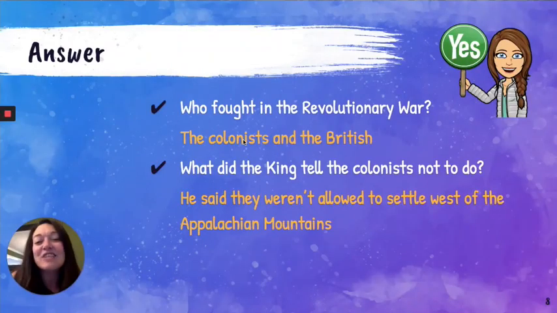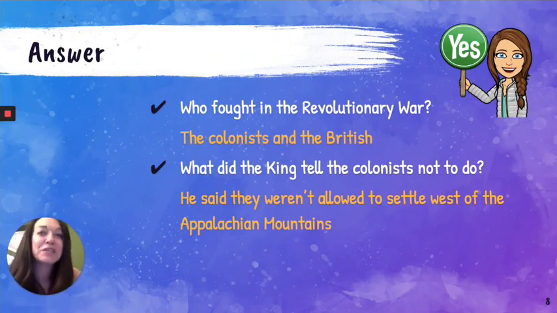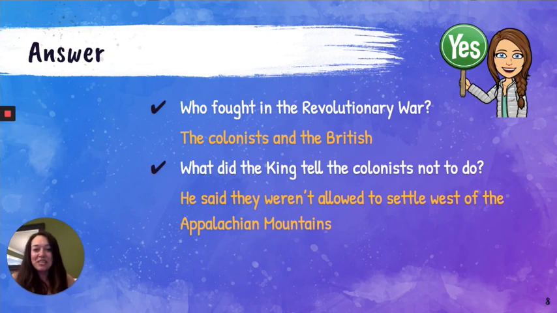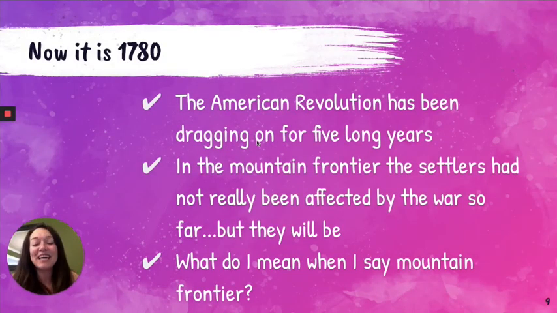Okay, so who fought in the Revolutionary War? Well, it was the colonists and the British. You could have said Patriots and the British. And then what did the king tell the colonists not to do? He said that they weren't allowed to settle west of the Appalachian Mountains. And of course, we'll find out if people listened or not as we dive into this.